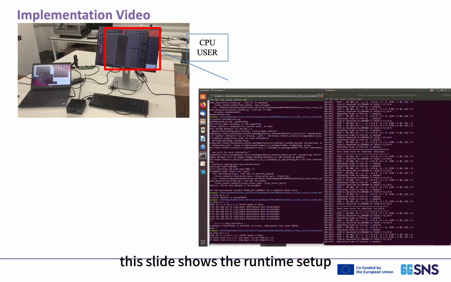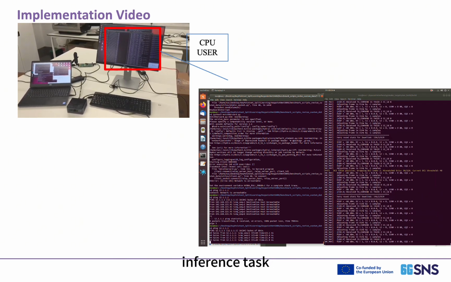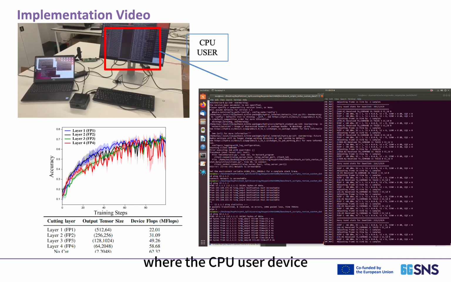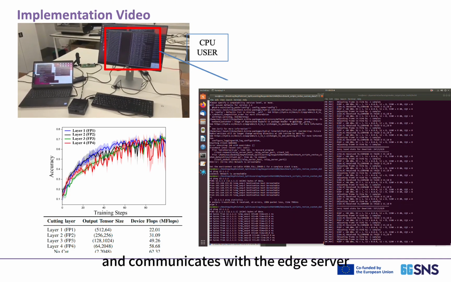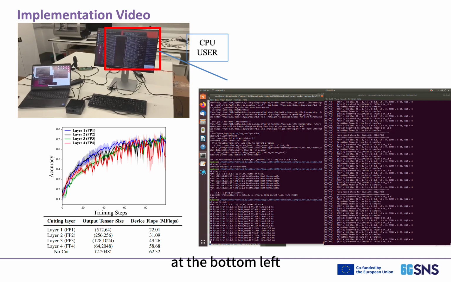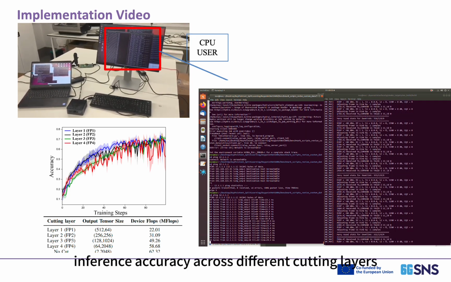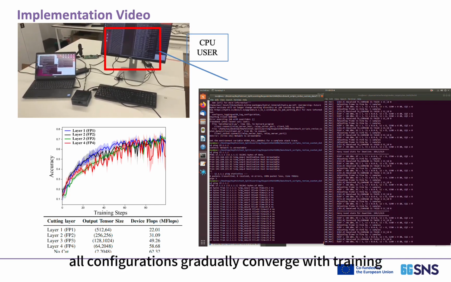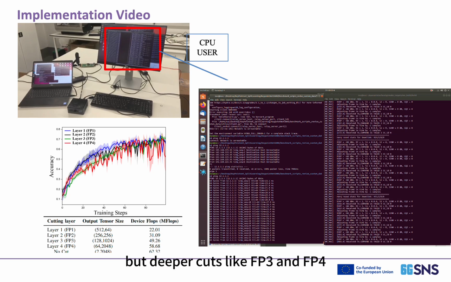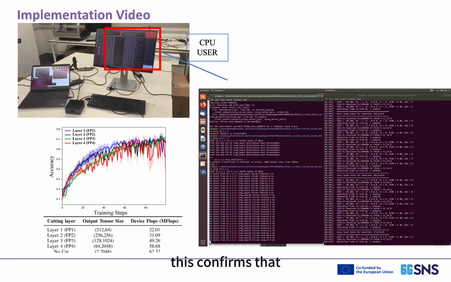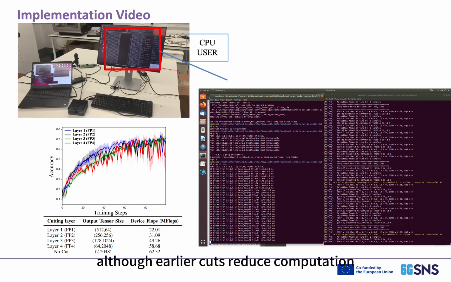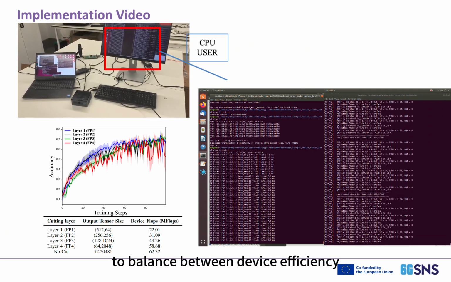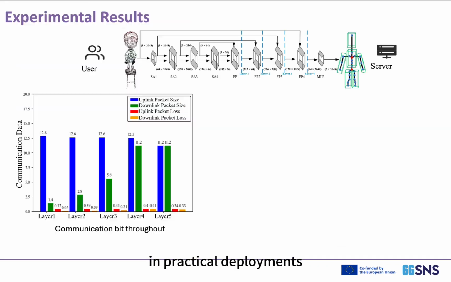This slide shows the runtime setup and experimental results of our semantic inference task. On the top, we present the real-time execution environment where the CPU user device runs the front part of the neural network and communicates with the edge server. At the bottom left, we illustrate the semantic information inference accuracy across different cutting layers. As we can see, all configurations gradually converge with training, but deeper cuts like FP3 and FP4 achieve slightly higher accuracy. This confirms that although earlier cuts reduce computation on the user side, they may compromise performance, highlighting the need to balance between device efficiency and model accuracy in practical deployments.